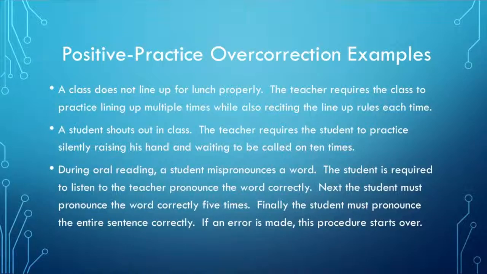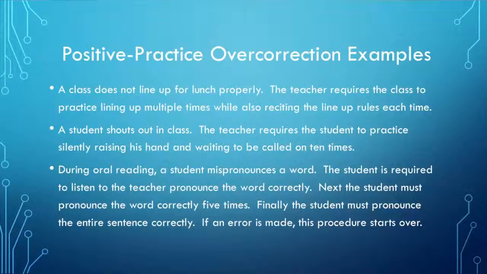A second example would be a student who mispronounces a word during oral reading time. The student is required to listen to the teacher pronounce the word correctly. Next, the student must pronounce the word correctly 5 times. Finally, the student must pronounce the entire sentence correctly. If an error is made at any point, this procedure starts at the beginning.